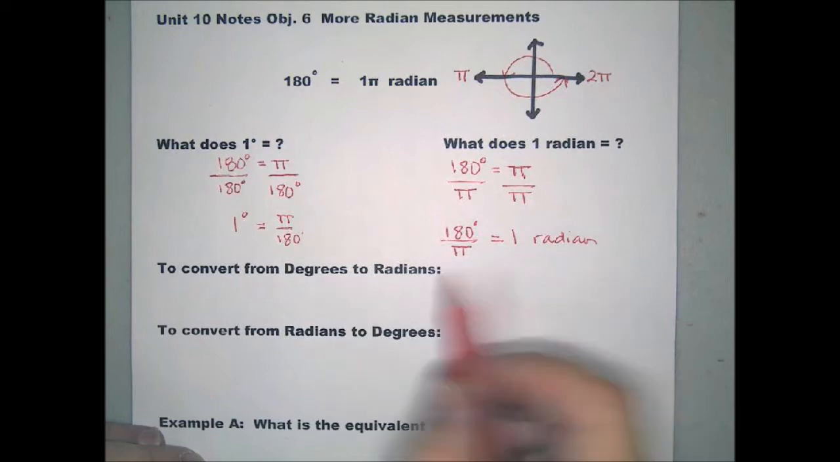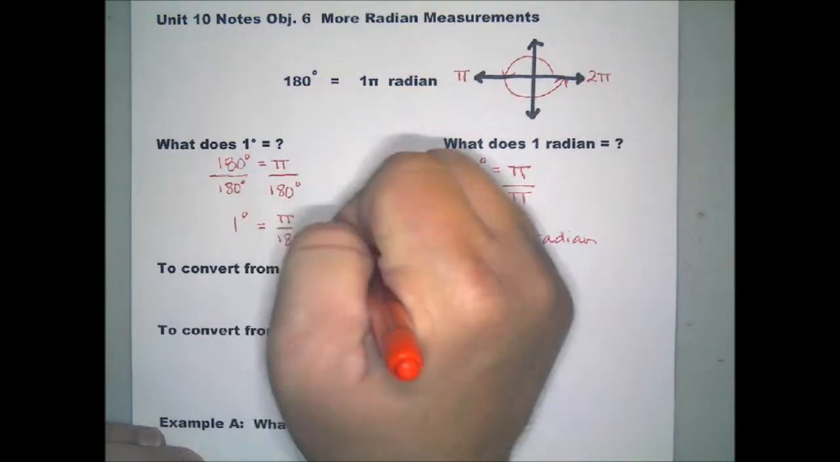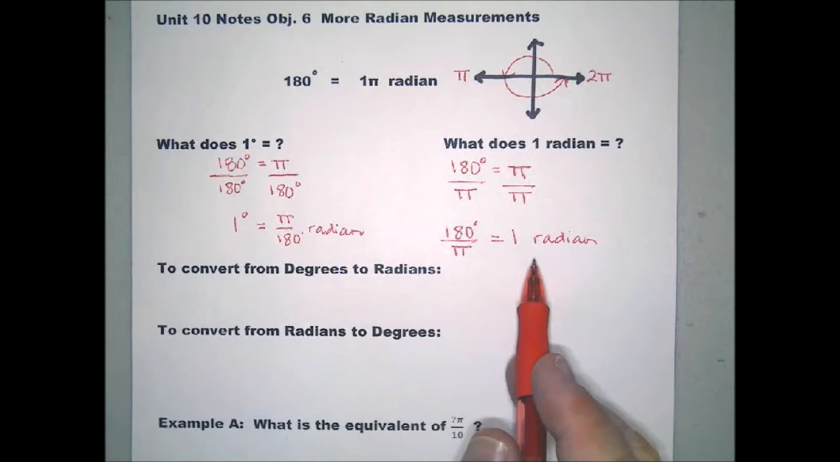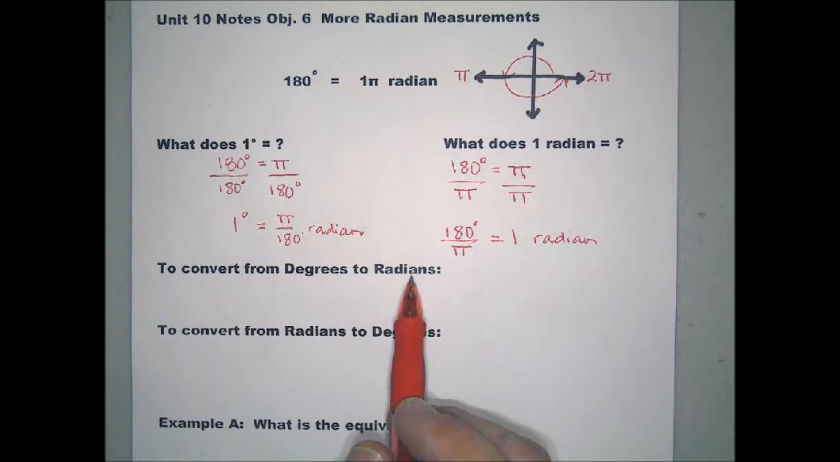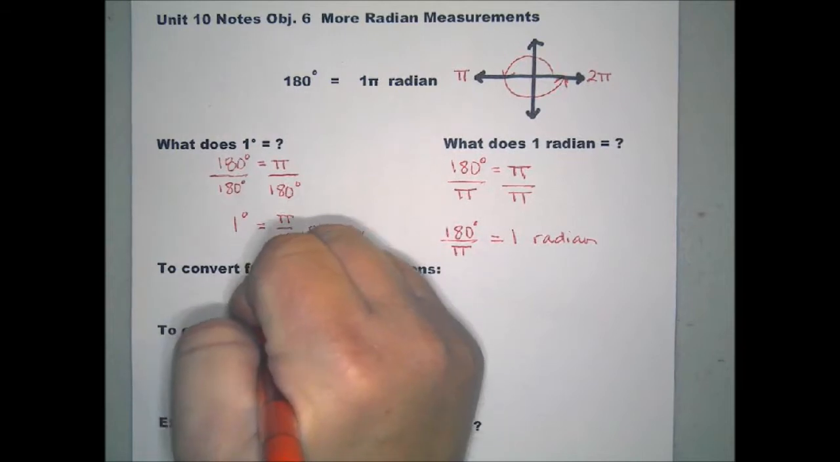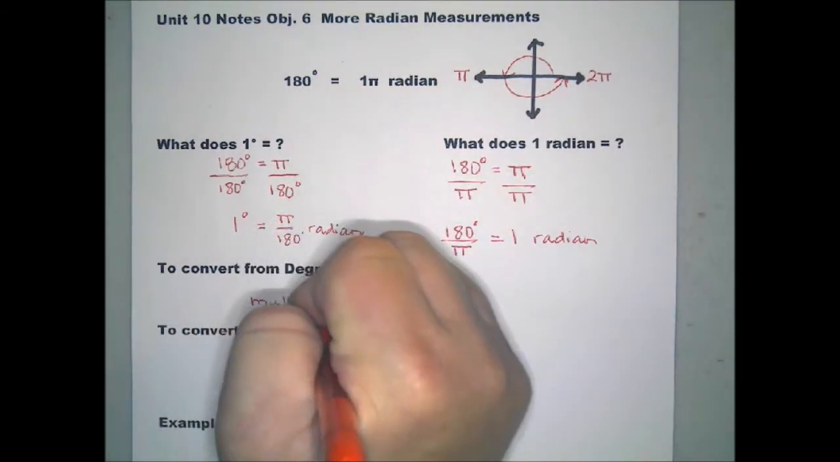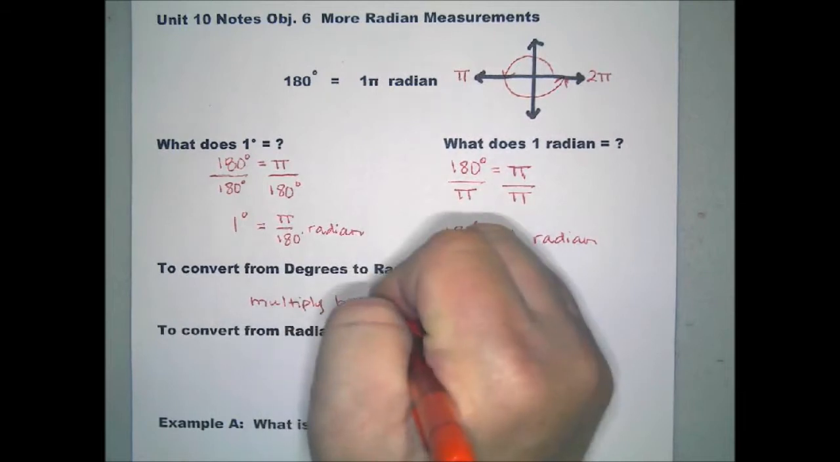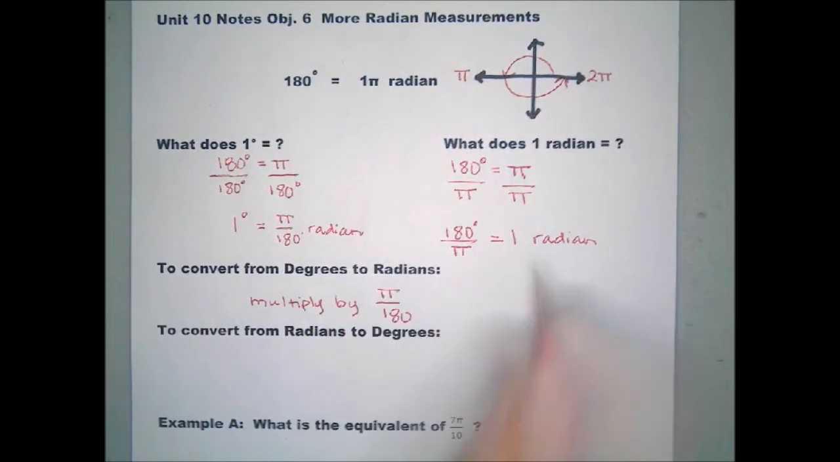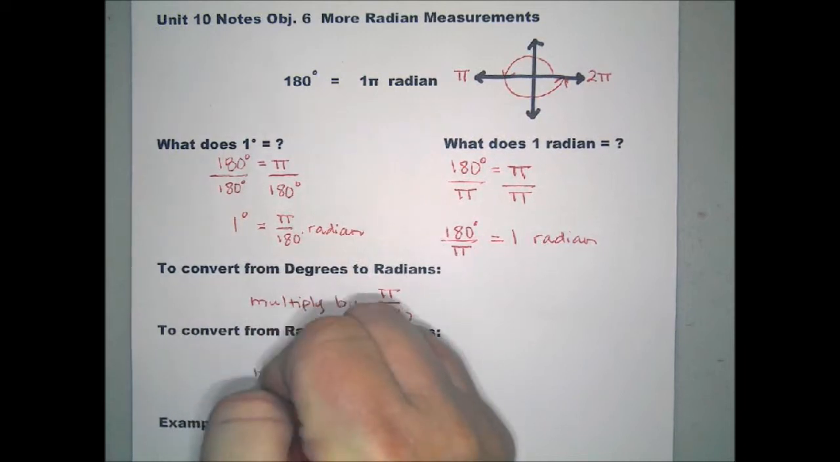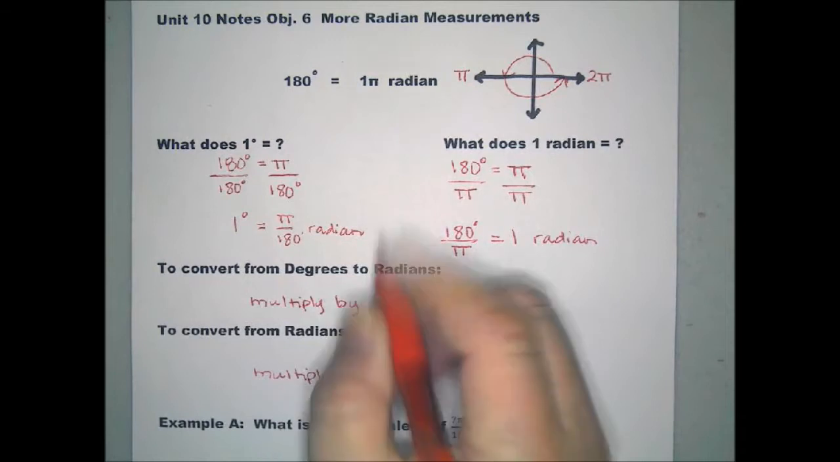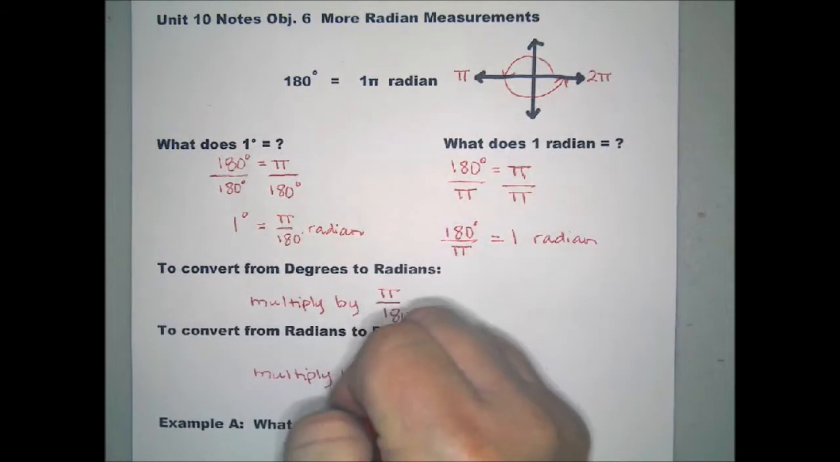So, here are the two identities I'm going to use. To convert from degrees to radians, I need to multiply by pi over 180. And to convert from radians to degrees, I need to multiply by 180 over pi.